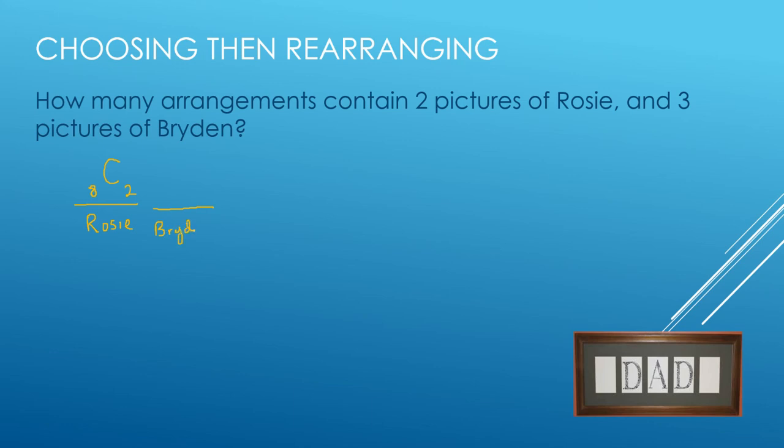For Bryden, I want 3 pictures of him. So of the 10 Bryden pictures, I'm choosing 3 of them. So that gives me the number of ways to choose my 5 pictures. This doesn't give you the number of arrangements though. It just gives you the number of possible groups.